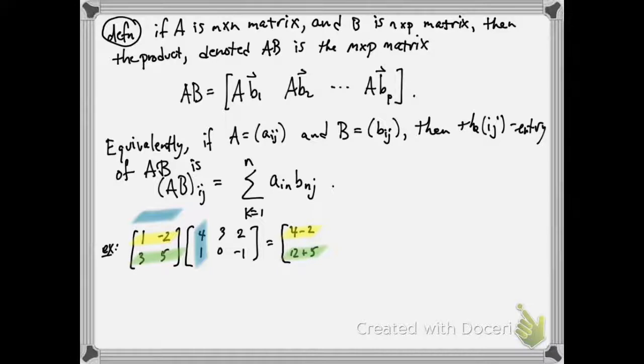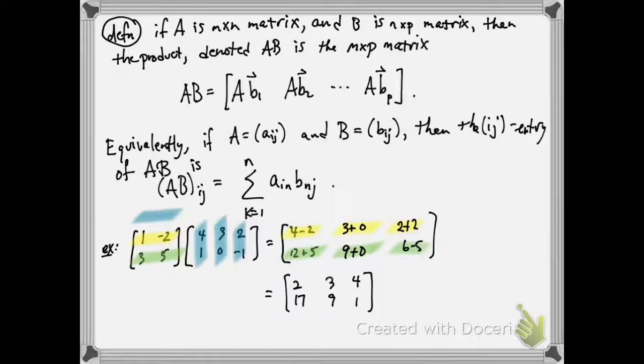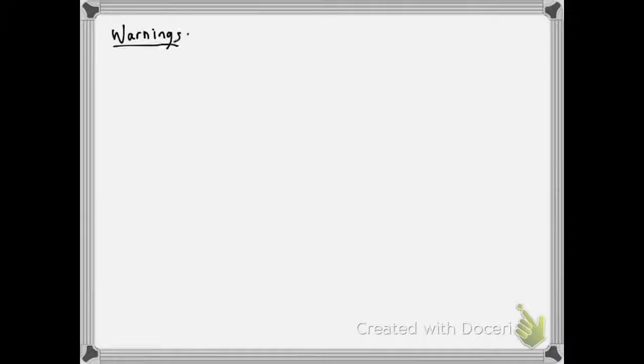Now I'm going to repeat it for the second column of B and put the resulting things here in yellow and green. So I get 3 plus 0 and 9 plus 0. And finally, for the third column, I get 2 plus 2 and 6 minus 5. And then I just do the arithmetic and see that the matrix product is 2, 3, 4, 17, 9, 1.